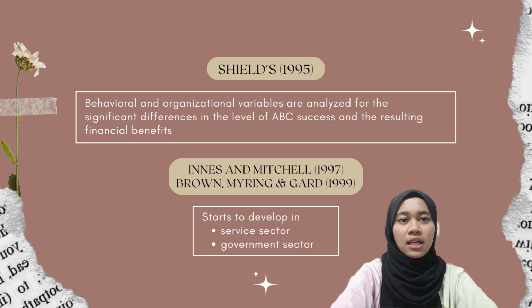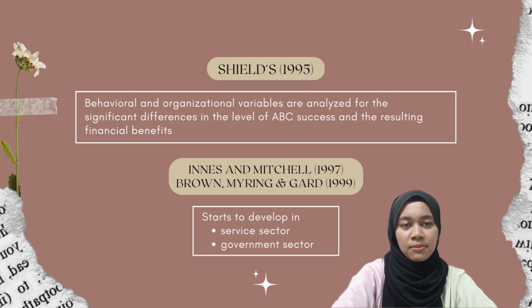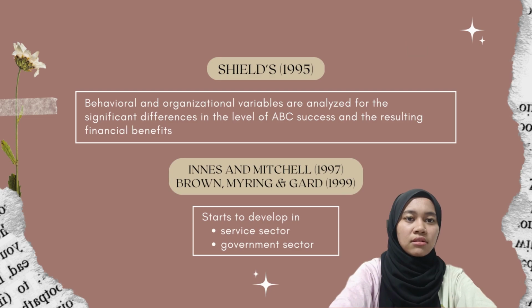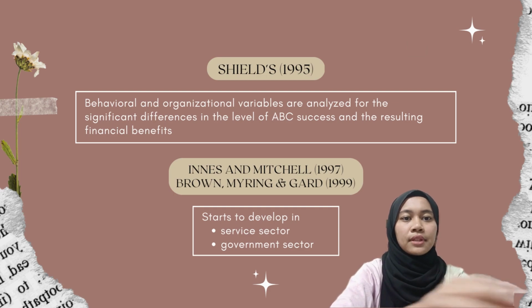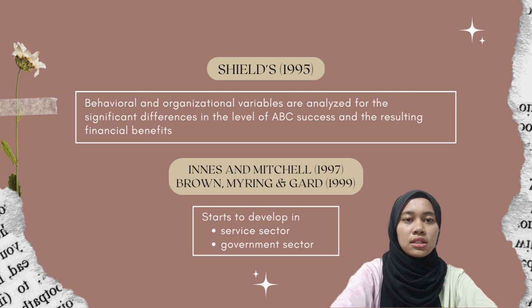Lastly, according to Brown, Meering and Gard 1999, the government sector adopts ABC because of competitive pressures, availability of advanced technology and the availability of wide applications. There is a positive relationship between ABC evolution and the success of government activities. ABC would enable government agencies to make rational decisions, plan the budget, establish fees, and increase production.